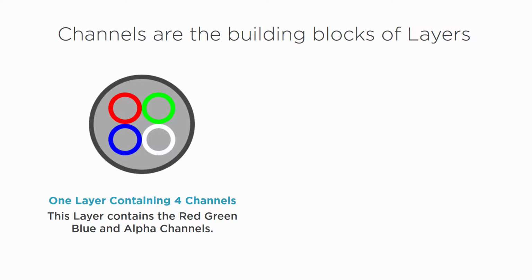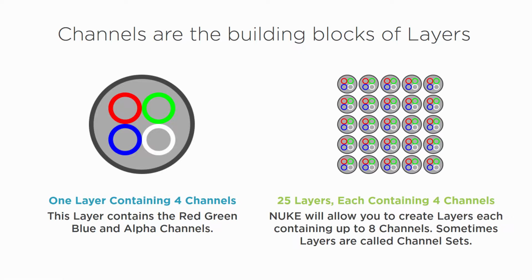And you may remember back when we were looking at Nuke and looking through all the different ways we could view things, oftentimes we would choose the RGBA layer to view. Now, this has 4 channels, red, green, blue, and alpha. I've also got another illustration here to drive home the point that these are 25 layers. 1 layer, 25 layers, and each of those contain 4 channels.